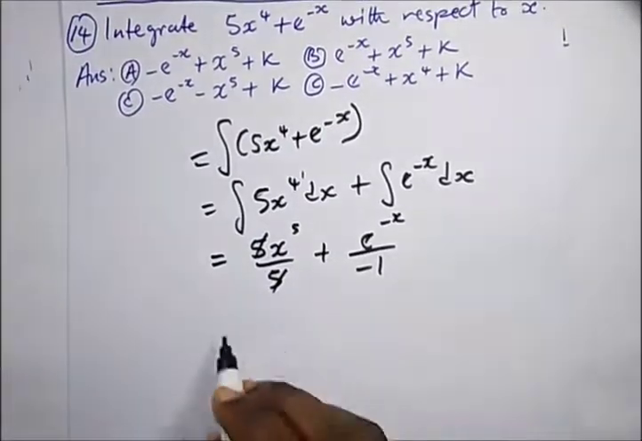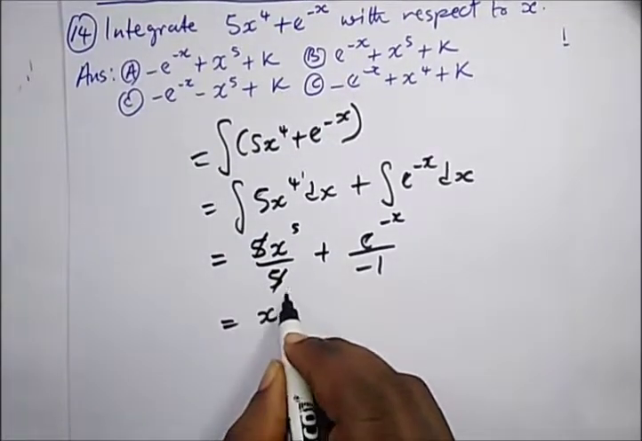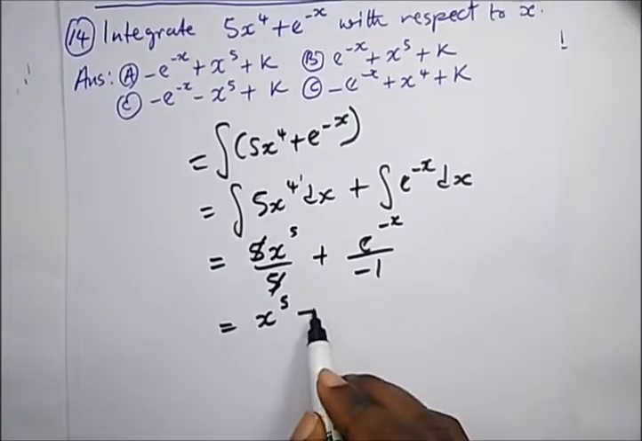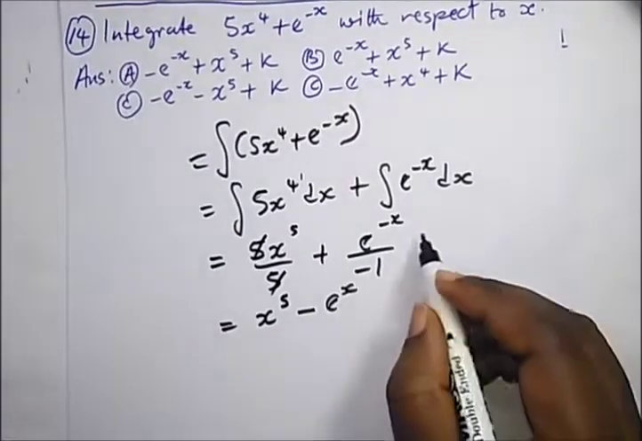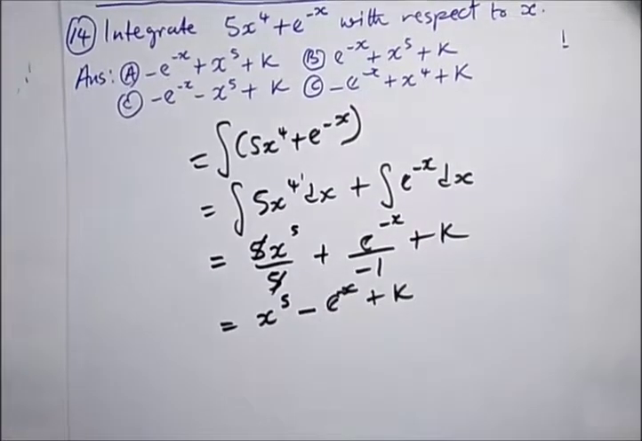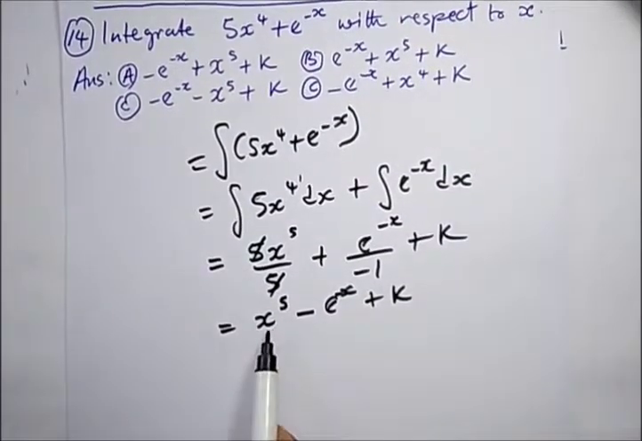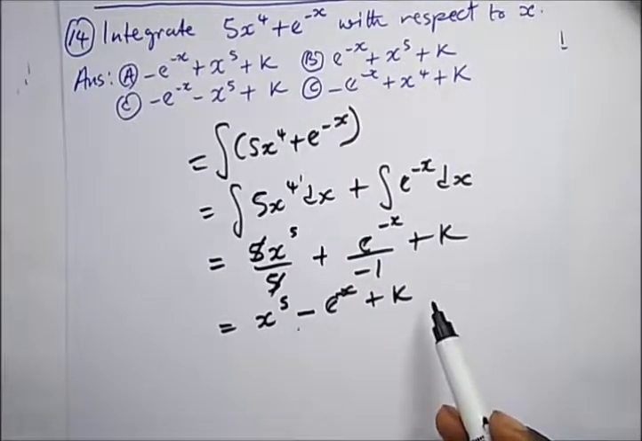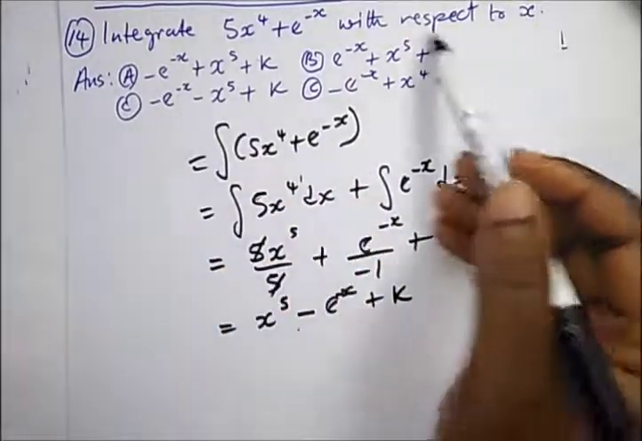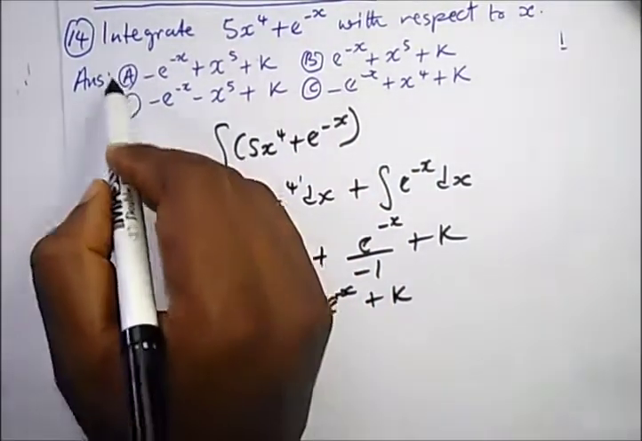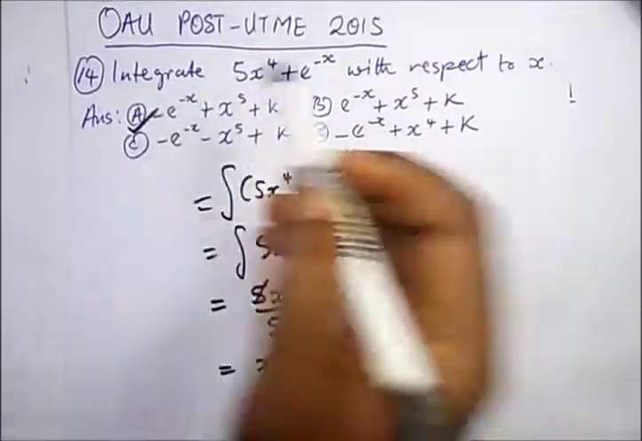So here this will cancel this. We're left with x raised to the power 5. This is a minus, which will change the sign. So we have minus e to the x, introducing our constant here, so plus c. Okay, this is a minus here. So what's our right answer? This is tricky, so you have to look carefully for the right answer. We have a plus here, this is a negative. So our right answer here is option A.